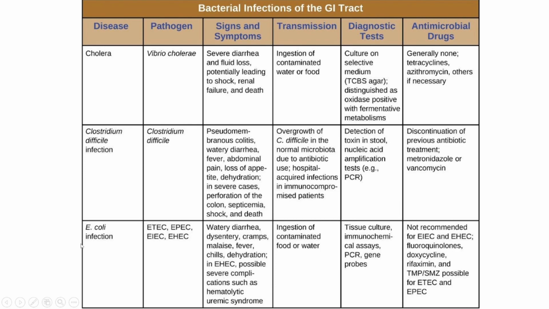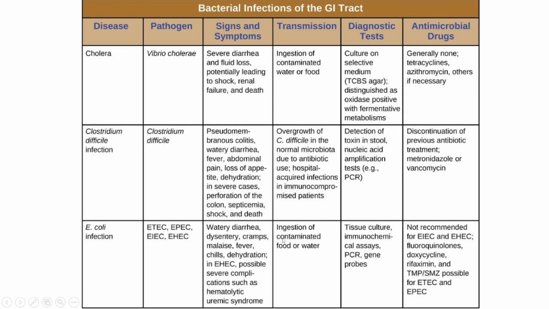And the last one is about E. coli infection, and the pathogen is ETEC. This is a strain of E. coli actually. So the symptoms are watery diarrhea, dysentery, cramps, fever, chills, dehydration, possible severe complications such as hemolytic uremic syndrome. Hemolytic uremic syndrome is a very severe form, and it is one of the most specific symptoms which are relevant to E. coli. And the mode of transmission of E. coli is the ingestion of contaminated food or water.